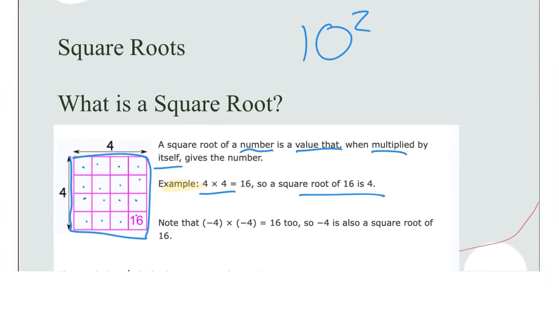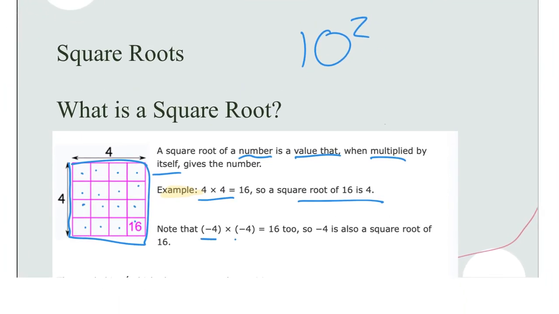Now, you could also note that a negative 4 times a negative 4 would also be 16. So negative 4 is also the square root of 16 because even if I had a negative 10 squared, well, a negative 10 times a negative 10 would be a positive. So, yes, we can still have negatives involved in those squares and the square root of a number as well.